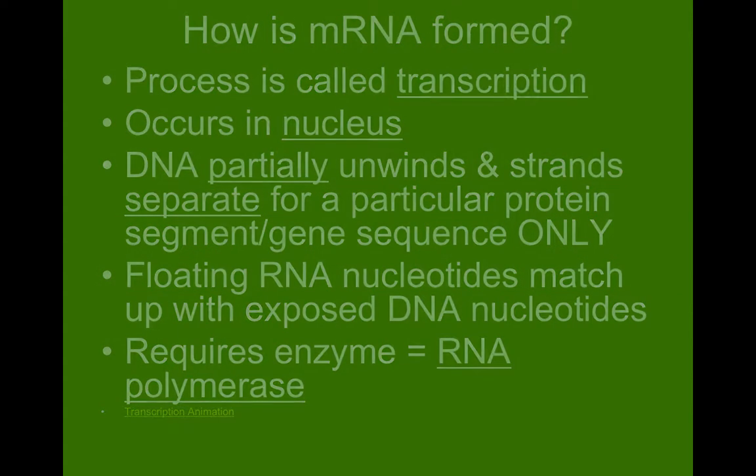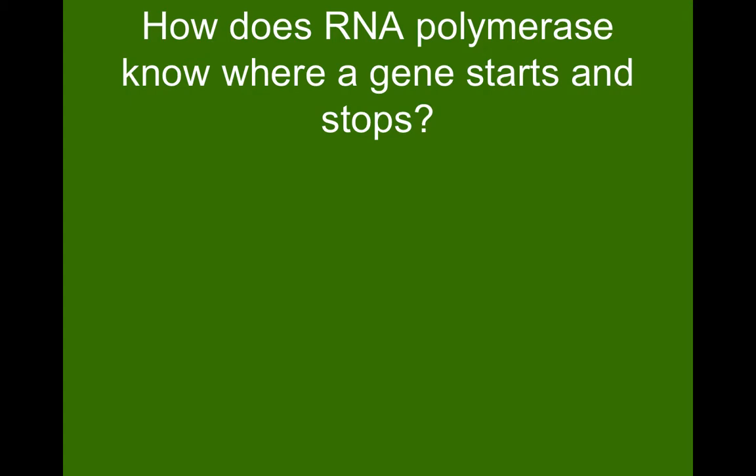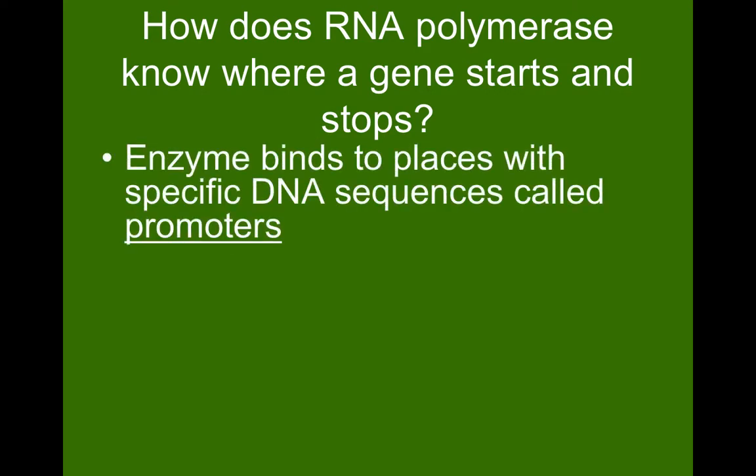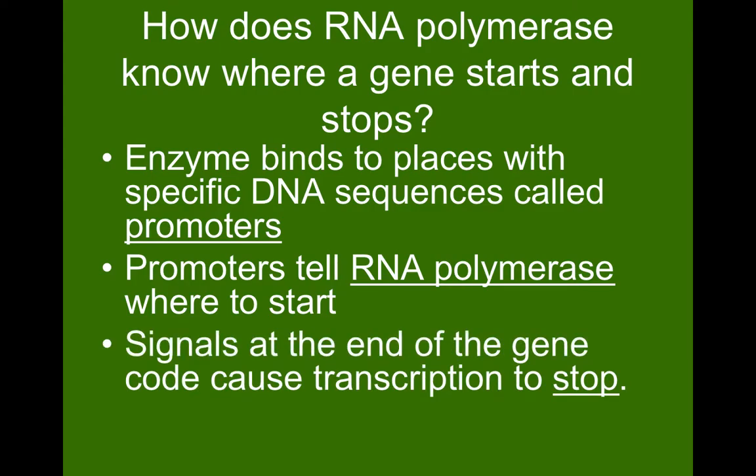All right. So again, how does the RNA polymerase know where the gene starts and stops? Well, we saw that in the little animation there. It's because it always starts at a specific sequence called a promoter. Those promoters tell the RNA polymerase where it needs to start its process of transcription. And the termination sequence is the signal that tells the transcription to stop.